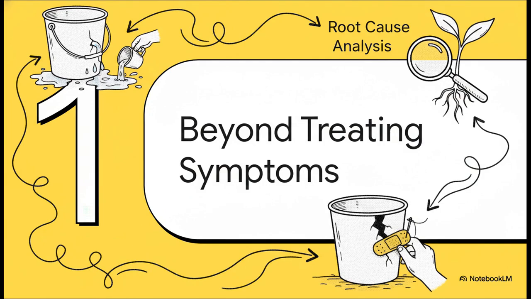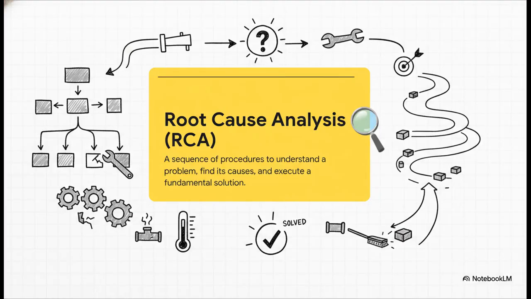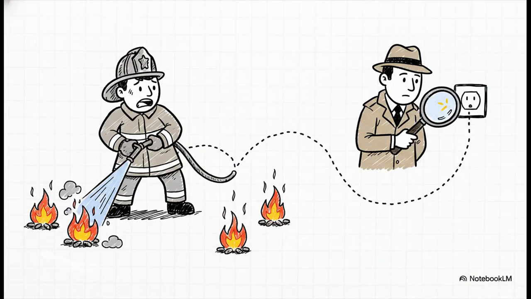Well, it starts by looking beyond the obvious symptoms. And this is exactly where root cause analysis, or RCA, comes into play. Now, this isn't just guesswork. It's a structured process, a set of steps you can follow to really understand a problem, find its actual causes, and then put a solution in place that fixes it at its very core. I love this way of putting it. Look, anybody can run around putting out fires, but real problem solving is about finding what caused the spark in the first place so the fire never even starts. And that's what RCA helps you do. Make smarter decisions that lead to solutions that actually last.